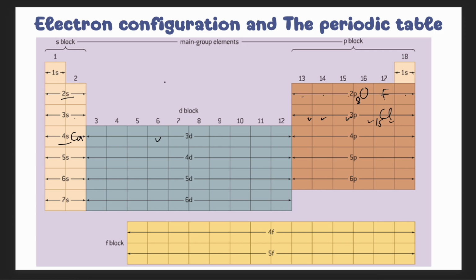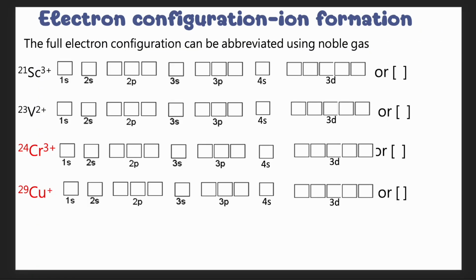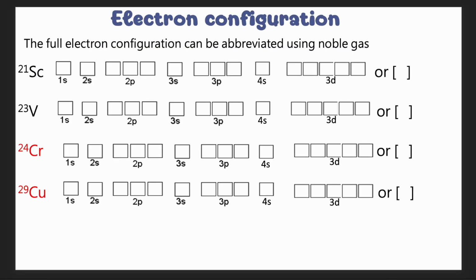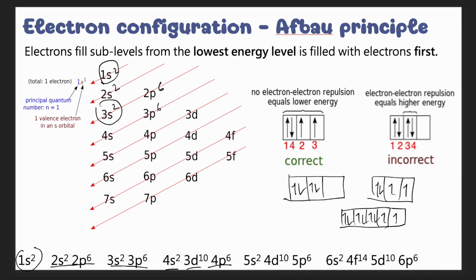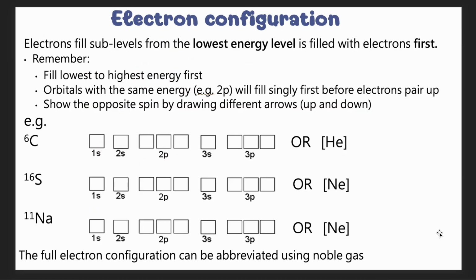You don't need to memorize the electron configuration. By having the periodic table, you will be able to note this, and by the time you have done the electron configuration many times, this will just stay in your mind.